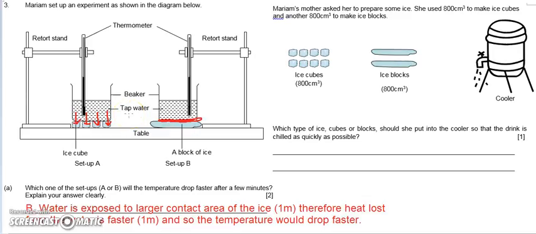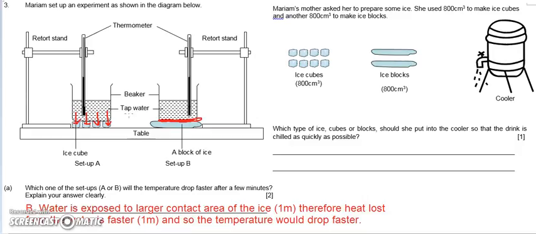Okay, now surface area plays a very important factor when it comes to heat transfer. Okay, the more surface area, the easier for the heat to be transferred. Next, Mariam's mother asked her to prepare some ice. She used 800 cubic centimeter to make ice cubes and another 800 cubic centimeter to make ice blocks.